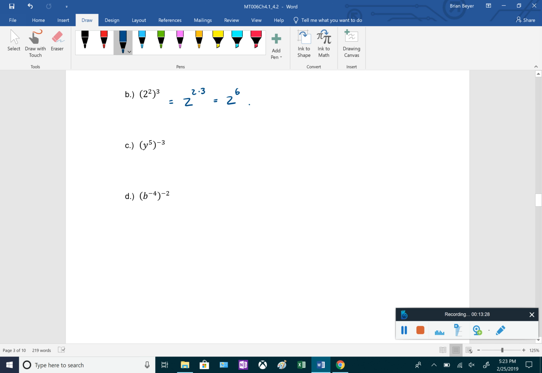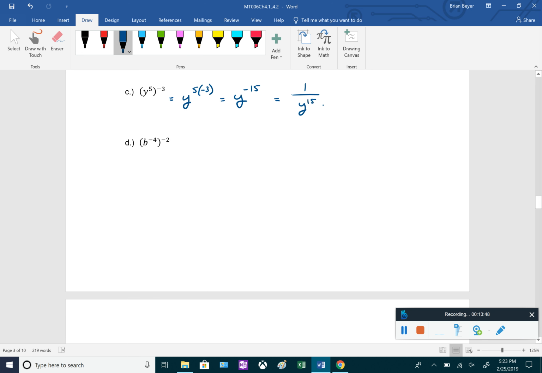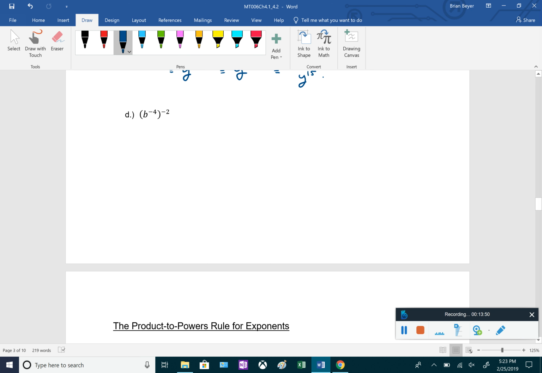Then we have y to the 5th raised up to the negative 3. Power to a power, we multiply 5 times negative 3. So we get y to the negative 15th. So writing this with a positive exponent, it's going to be 1 over y to the positive 15. Last one, b to the negative 4 and then to the negative 2. Power to a power, multiply. Negative 4 times negative 2. That gives us b to the positive 8.